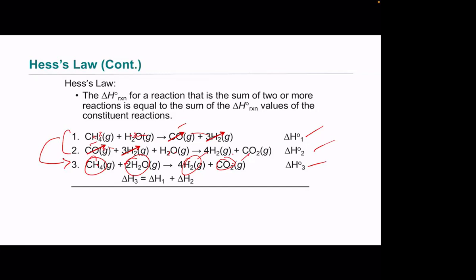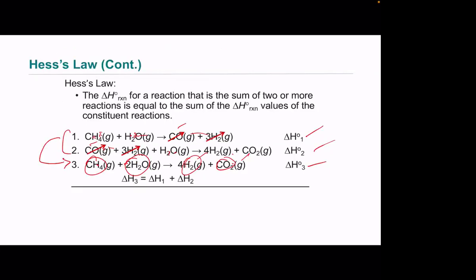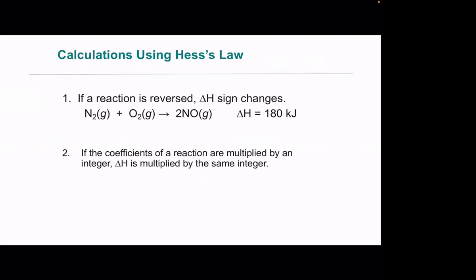When you're using Hess's law, you might have to manipulate the reactions. Here we didn't have to manipulate anything, we just had to add them. In some cases, you might have to reverse them or multiply them by something to get to that final reaction that you want. If you reverse the reaction, make sure you reverse the enthalpy sign.